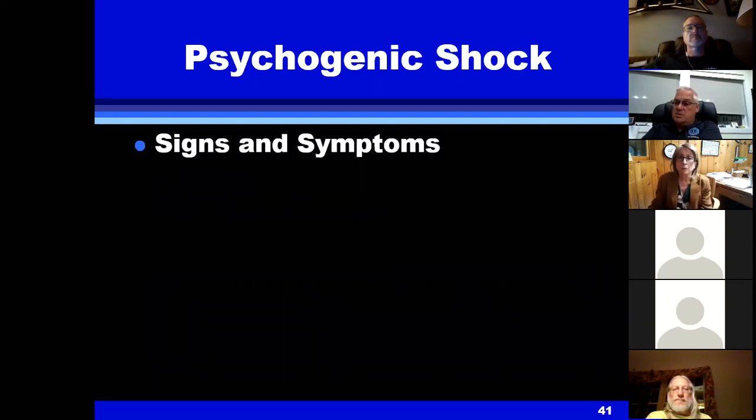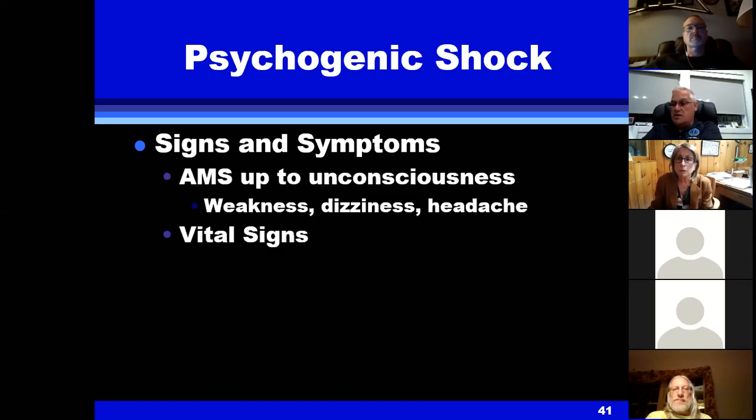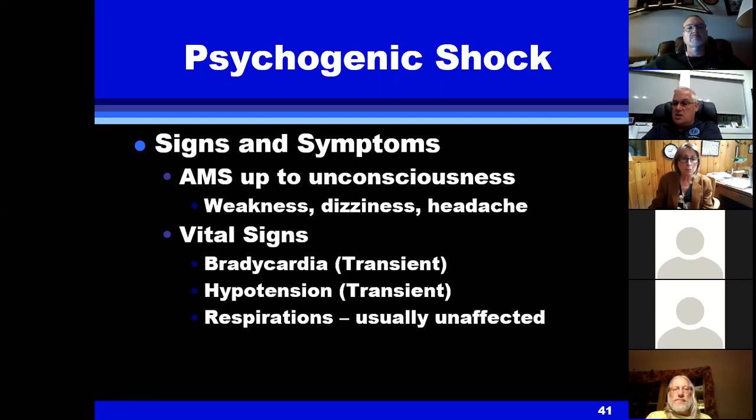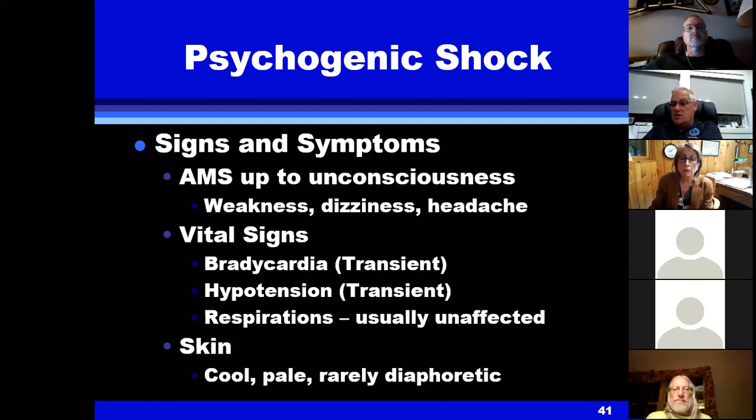Okay, so again, signs and symptoms can be anything, right, up to and including unconsciousness. They usually feel weak and dizzy. Although they improve, the headache is secondary to the fact they're not getting enough blood to their brains. They usually have a transient bradycardia, a transient hypotension. Respirations are usually fine, although if you get them when they're really not perfusing well, let's say you witness it, they may actually have snoring respirations. It may even look like they're seizing a little bit and have a little tongue biting. That is just the brain not being perfused. And again, the skin initially will be cool and pale. Usually it's not sweaty, but will rapidly improve.